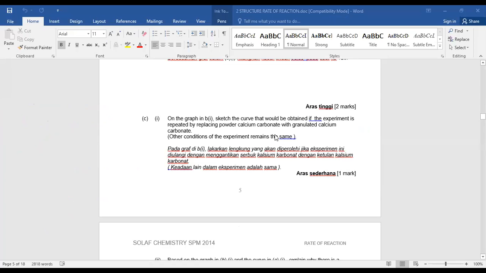Now move on. You are going to sketch the curve that would be obtained if the experiment is repeated using powdered calcium carbonate.